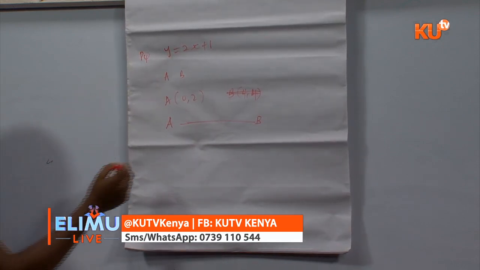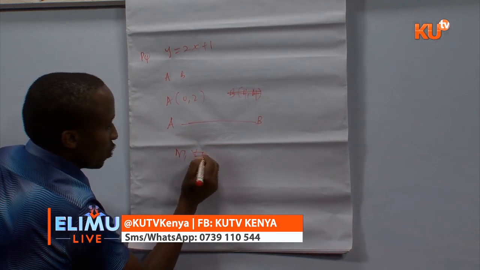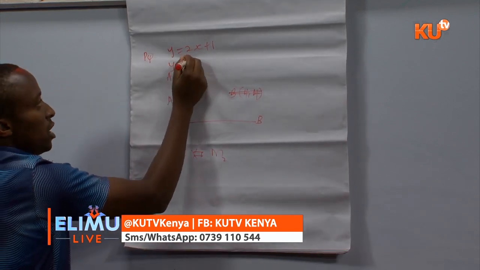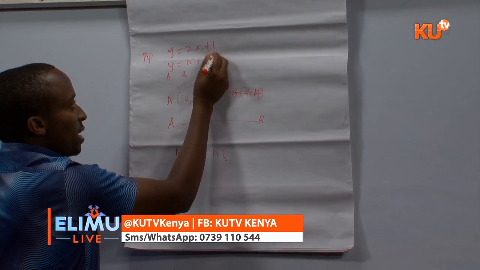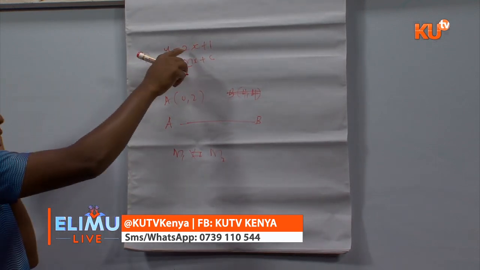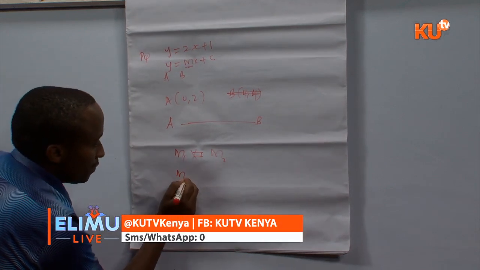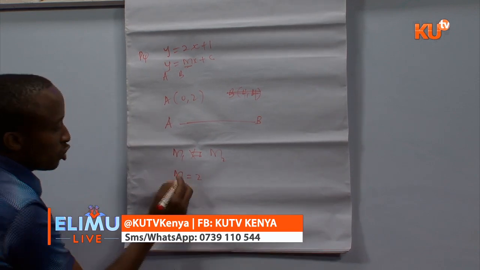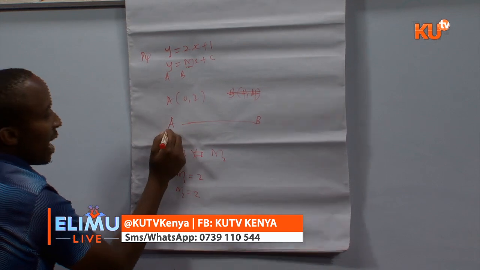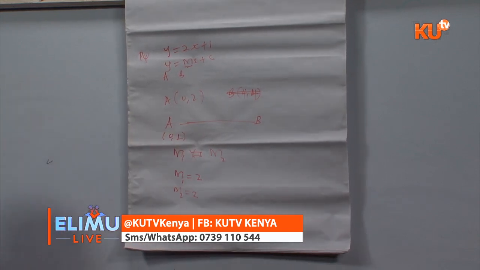we have said the gradient M1 is equal to the gradient M2. We know the general formula for the equation of a straight line is y equals mx plus c, and m represents the gradient. If we substitute here, our m is equal to 2. So our M1 is equal to 2, and automatically we know that our M2 is equal to 2. We can know the equation of this line having been given only the point A, which is 0, 2.